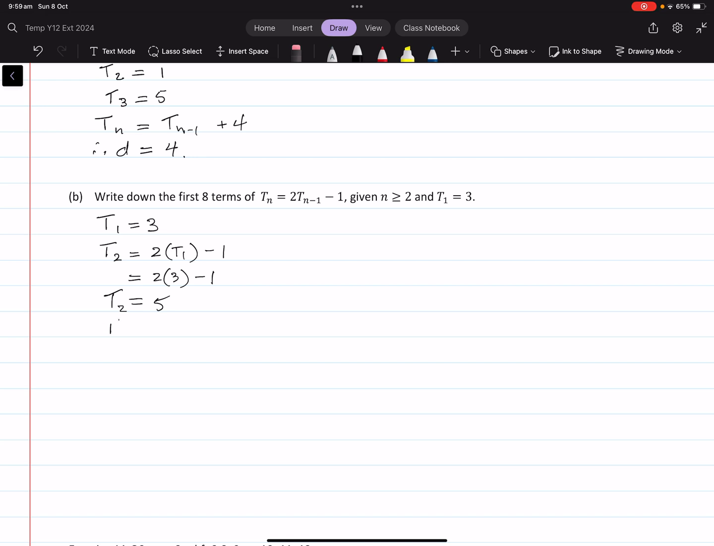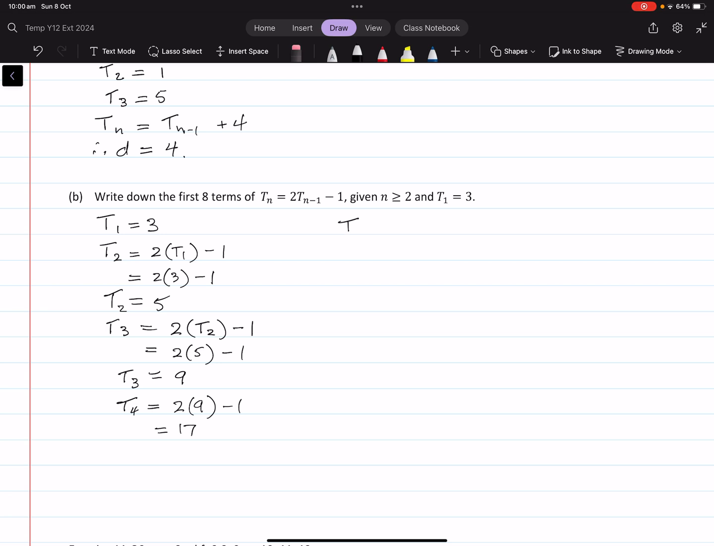Term 3 is equal to 2 times term 2 minus 1, because you're putting in 2 times the term before it. Tn minus 1 is the term before it. So that's 2 times, now term 2 we found was 5 minus 1. So that's going to be 9. So term 3 is 9. So speeding that up now, term 4 is going to be 2 times the term before it, which is 9 minus 1. So that's 17.